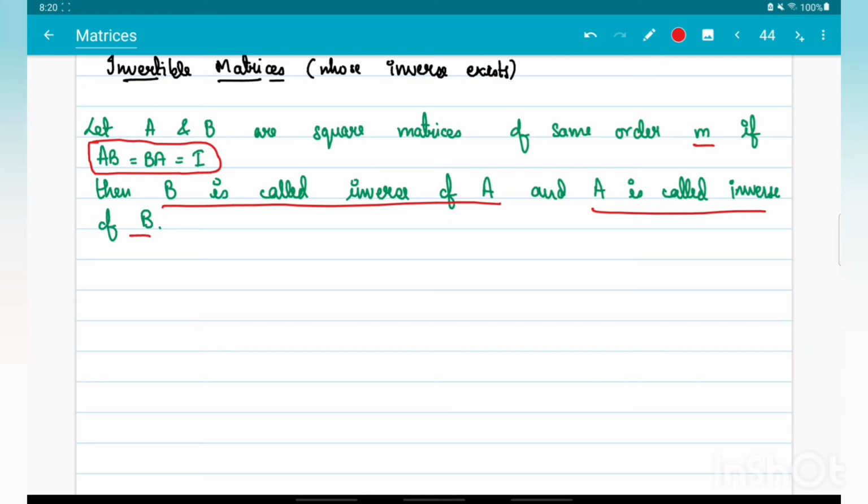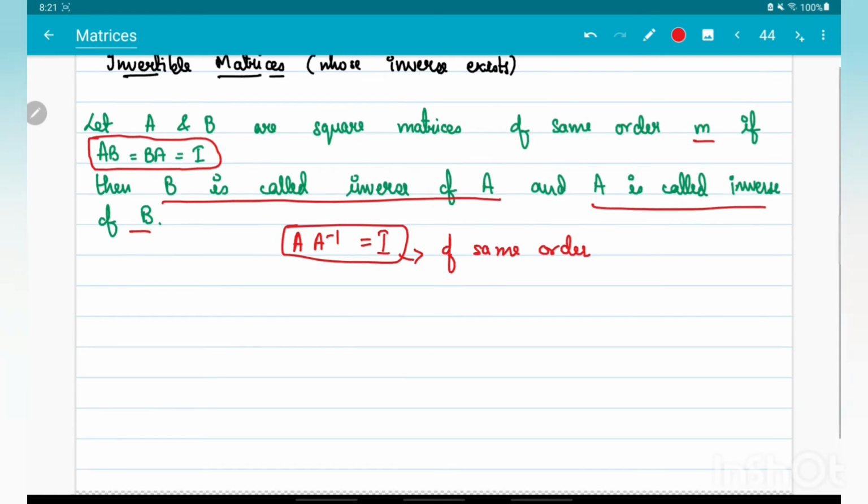Now one more important thing that comes here is that when you take a matrix, suppose A, and when you multiply that matrix with its inverse, the answer that you get is an identity matrix, and this identity matrix is also of the same order as the matrix A and its inverse. Okay, so when you multiply a matrix with its inverse, what you get is an identity matrix of the same order. So this is also one more important thing.